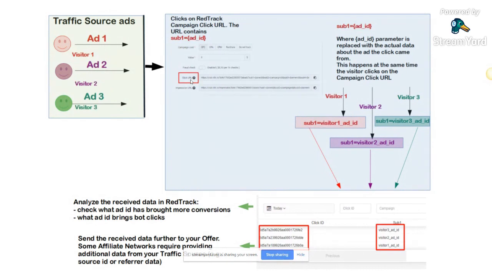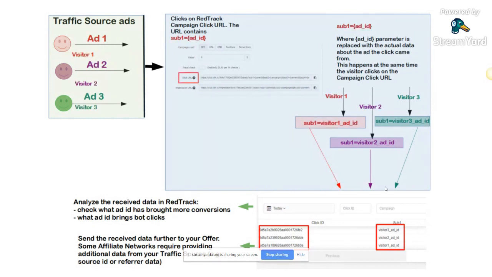This URL contains a standard string of parameters with this format, sub1 equals traffic source parameter. It can be any, but in our example, it will be ad ID. Ad ID is replaced with the actual value the traffic source provides. This action is performed at the same time the click happens. So we have visitor 1 ad ID for visitor 1, visitor 2 ad ID here for visitor 2, and visitor 3 ad ID for visitor 3 here.